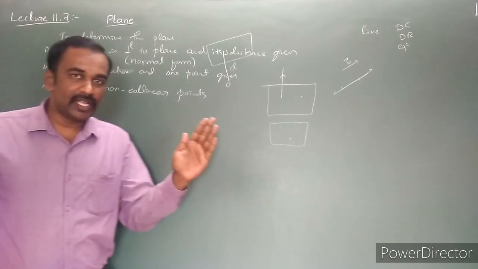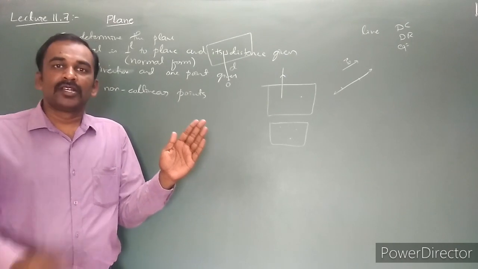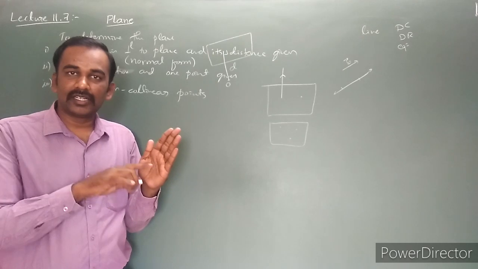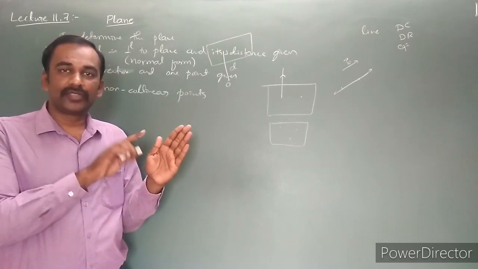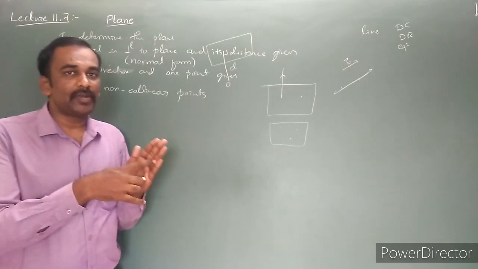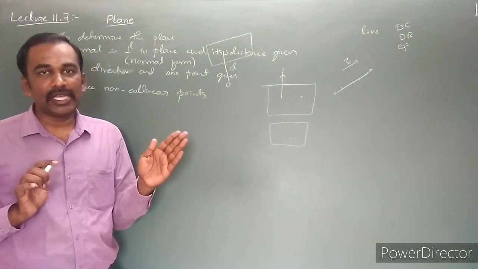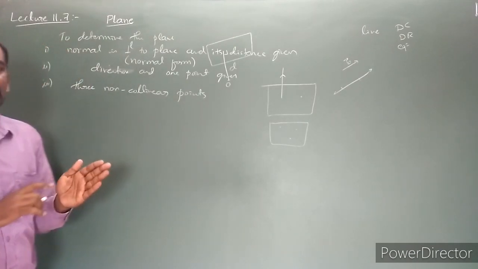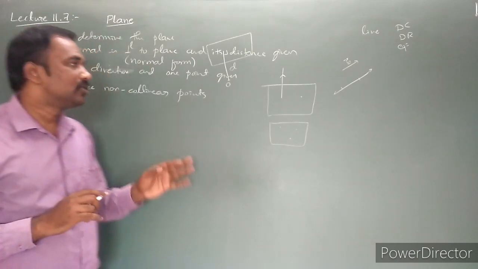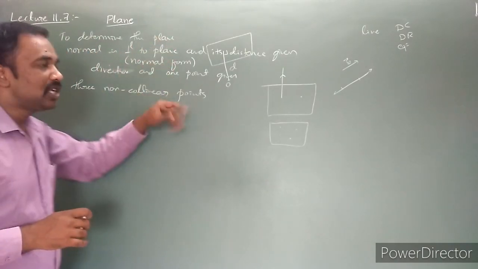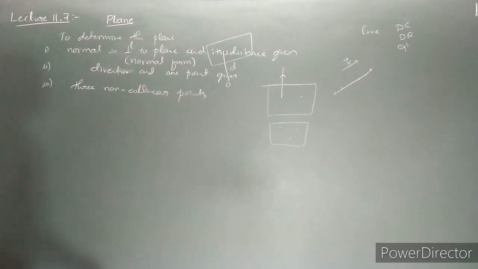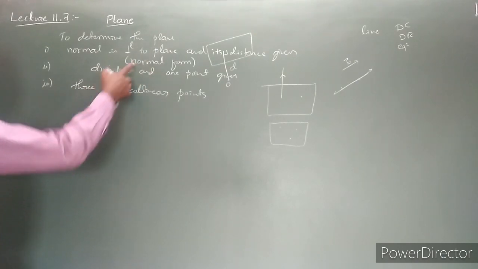Is that clear? Suppose one plane is there. To determine this plane, the first condition is that the perpendicular distance from the origin is given. This is one way to determine the plane. The second is one point of the plane and the direction of the plane. The third case is nothing but 3 non-collinear points on the plane. Out of these 3 cases, we can easily determine the plane. Okay, note these 3 points. Now I directly go to the first one.